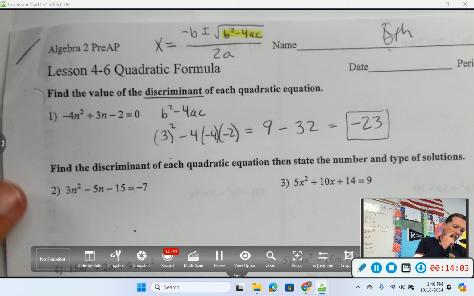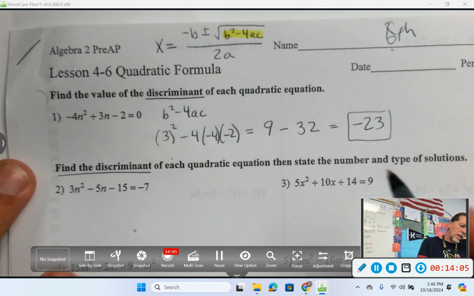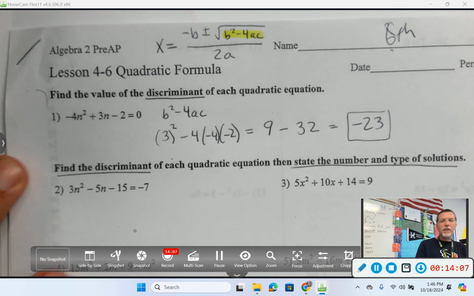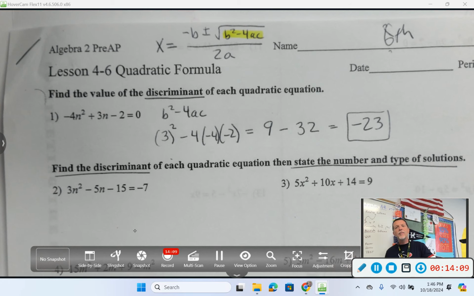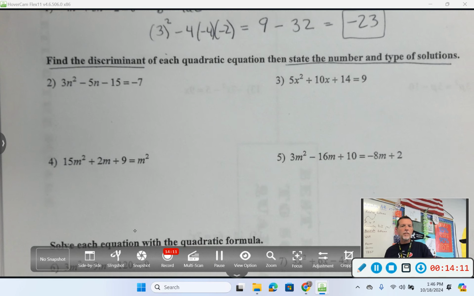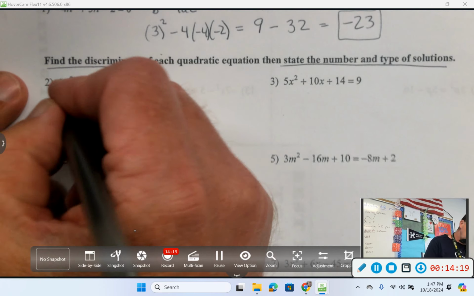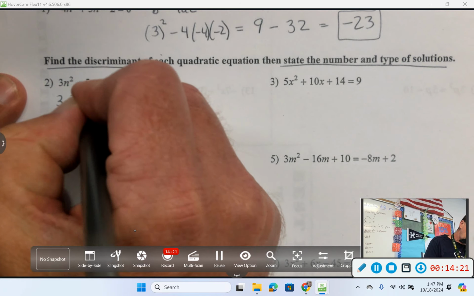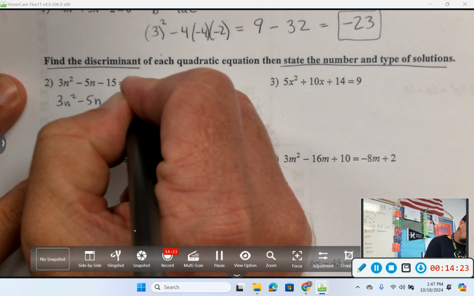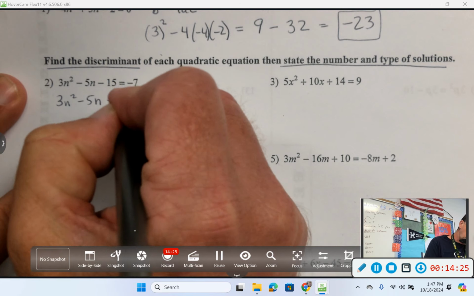For 2 through 5, find the discriminant, but then give the conclusion: how many answers do we have based on that, and what type of answers do we have? So let's do number 2. What do you want to do first on number 2? Yeah, move the 7 over. So 3n squared minus 5n plus 7 makes minus 8.